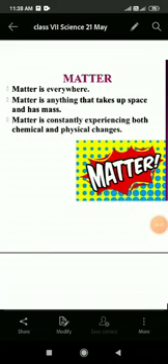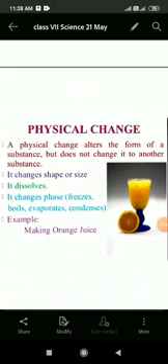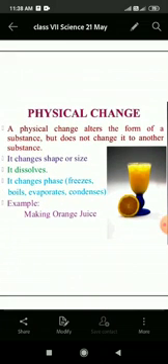Now, students, we will discuss physical change in detail. For the physical change, first of all, we should know the definition. The change is termed as physical change when it is temporary, the substance remains chemically the same and no new substance is formed. So, that is called physical change. That means in physical change, no new substance is formed.